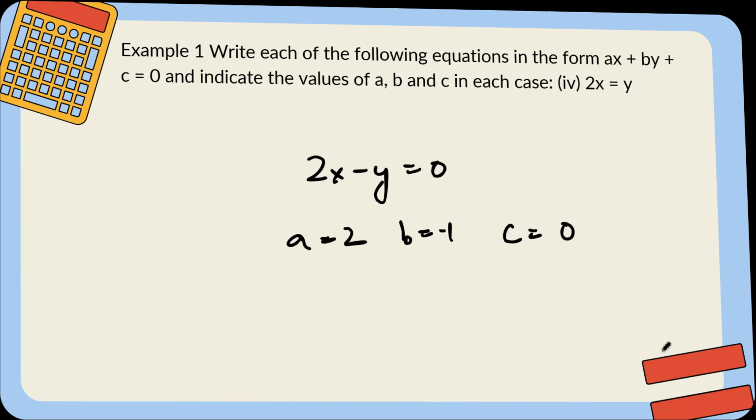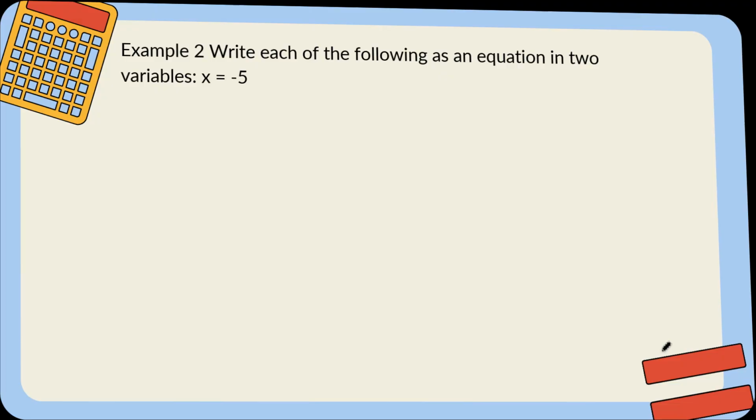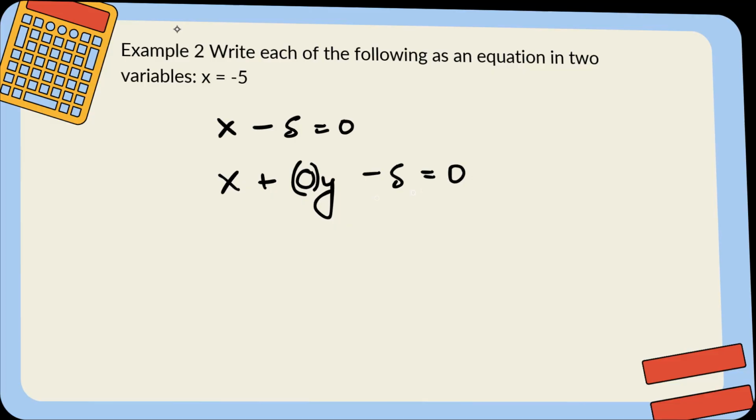Next, we have: write each of the following as an equation in two variables. x is equal to minus 5. So we will write x minus 5 is equal to 0. Now let's write the general form. x plus, is there a y term? There is no y term, right? So 0y. Then we have minus 5 equal to 0. So this is a linear equation in two variables. It is just that the b value will be 0. That's all. So ax plus by plus c. That's how you can do it.